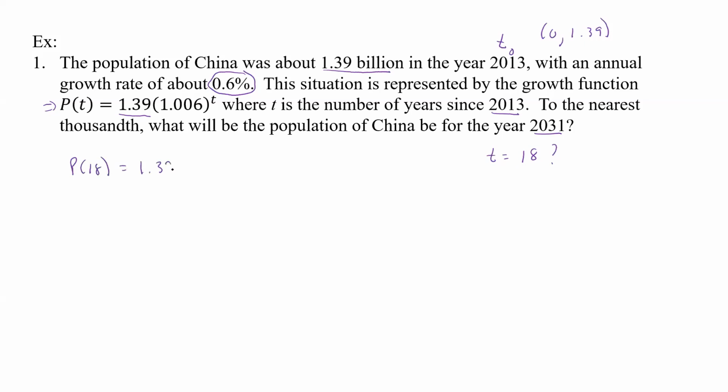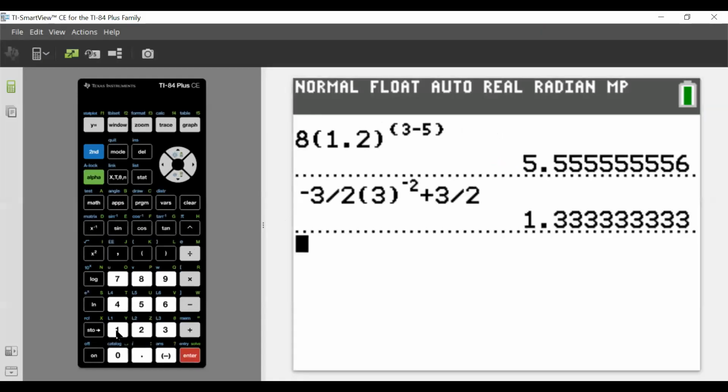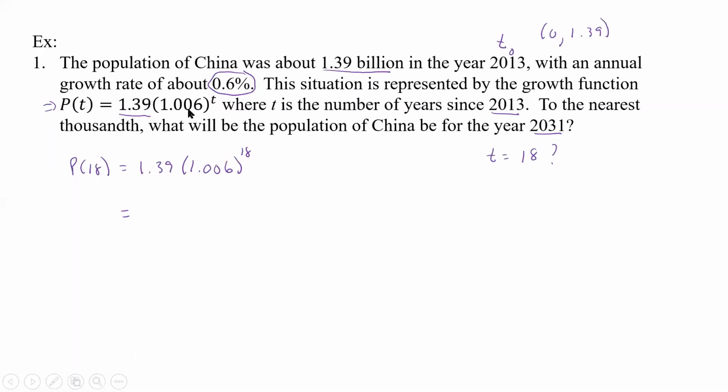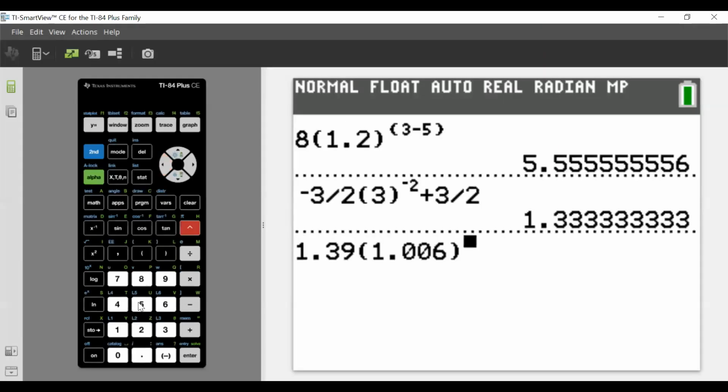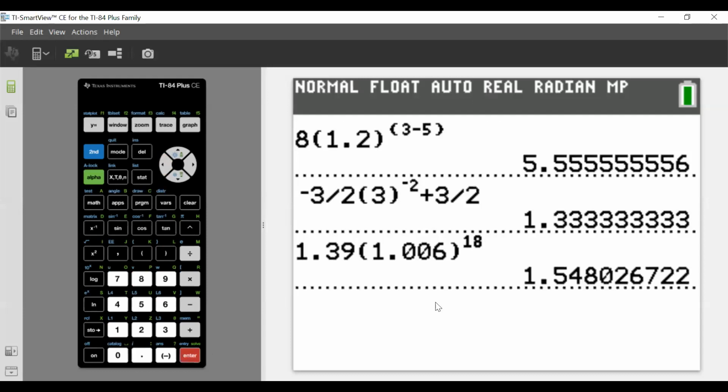Well, we just plug in 1.39 times 1.006, raise that to the power 18. And so when we go back to our calculator, and again, I'm just going to switch back and forth a lot today on that. What do we have? Well, we have 1.39 times 1.00206, sorry. All right, so 2 zeros and then a 6, then parenthesis, raised to the power 18, and then enter. So it wanted it out to the thousandth place, so tenths, hundredths, thousandths, and then that'd be the 10 thousandths. So it's 1.548.